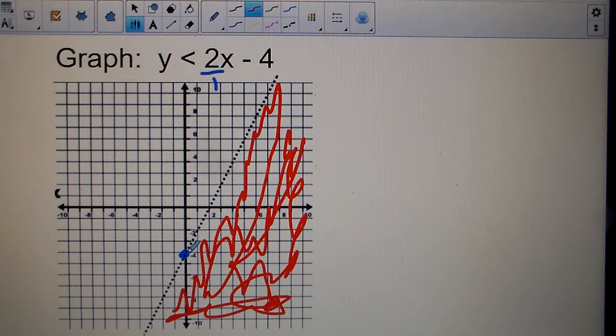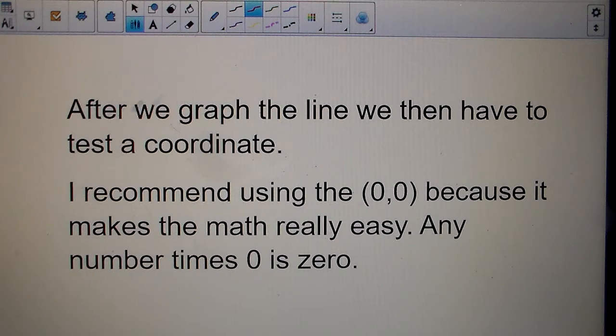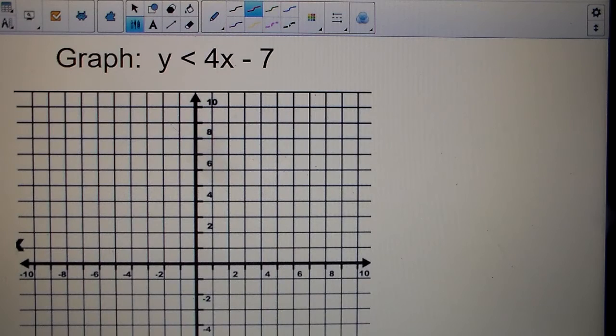Another way you could check is to always plot that b. So you could ask yourself, is below the dot less than or above the dot less than? Well, below a dot is less than. So that's how you can also decide which side to shade. We're going to practice quite a few of these. After we graph the line, we then have to test a coordinate. I recommend using the coordinate 0, 0 because it makes the math really easy. Anything times 0 is 0, so it makes crunching numbers a little bit easier.